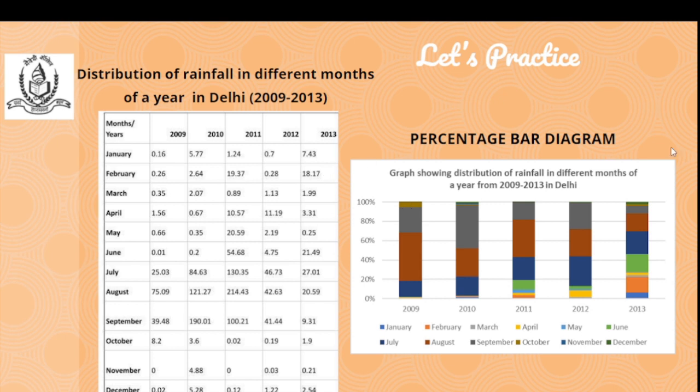So this is a very good representation of a percentage bar diagram, and you can draw inferences here. In July and August you can very clearly see the maximum rainfall, and that too in 2009 you observe the maximum rainfall in the month of August. So it becomes very easy to draw inferences, what I was talking about in the initial introductory part, and also to compare different data sets with the help of such diagrams.